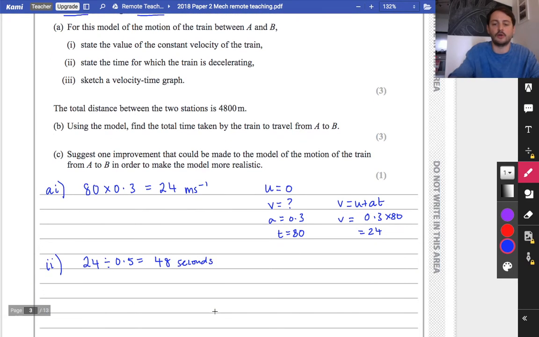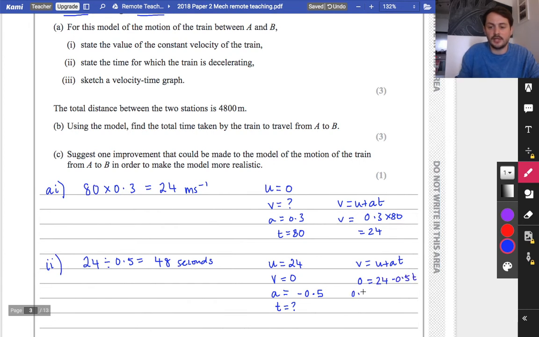If you can't see that common sense approach, you can do some SUVAT. The speed that it's got when it's at this constant speed is 24. We've just worked that out. And we know that it's going to go all the way down to 0, and it is decelerating at 0.5. So I'm going to have to put it as minus 0.5 because it's a deceleration, and we want to find out how long that is going to take. We know that v equals u plus at, so that's 0 equals 24 minus 0.5t. Rearranging this, 0.5t equals 24, so t equals 24 divided by 0.5, which gives you the same answer of 48 seconds.